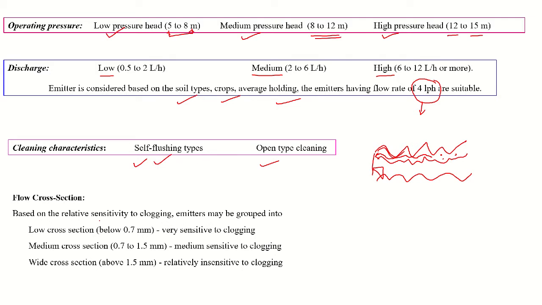Based on the flow cross section and sensitivity to clogging, the emitters are classified as low cross section, that is below 0.7 mm, and this type of emitter is very sensitive to clogging because the diameter is very small, only 0.7 mm. Medium cross section is 0.7 to 1.5 mm, which is medium sensitive to clogging. And the last one is wide cross section, more than 1.5 mm. This type of emitter is relatively less sensitive to clogging.